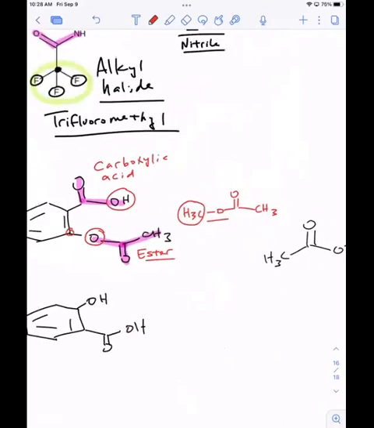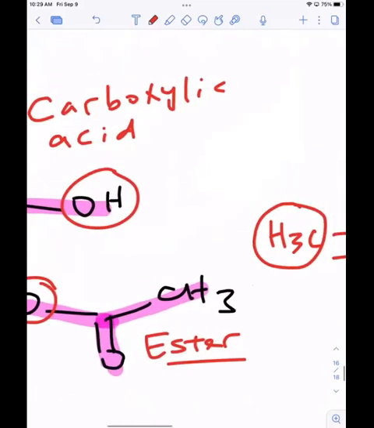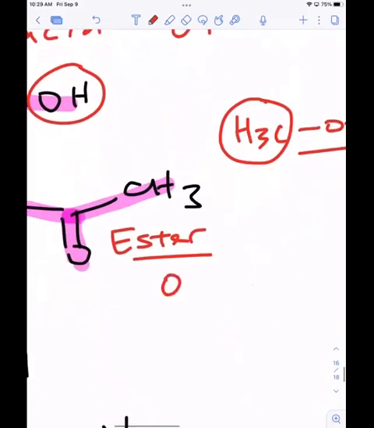So carboxylic acids and esters are really in the same class of compounds. You can actually take esters and turn them back into acids, or you can take acids and turn them into esters. There's a few types of reactions that you can use to do that. But the difference in the ester and the acid is what's bonded here to the oxygen, right? For a carboxylic acid, it's OH. For ester, it's OC.